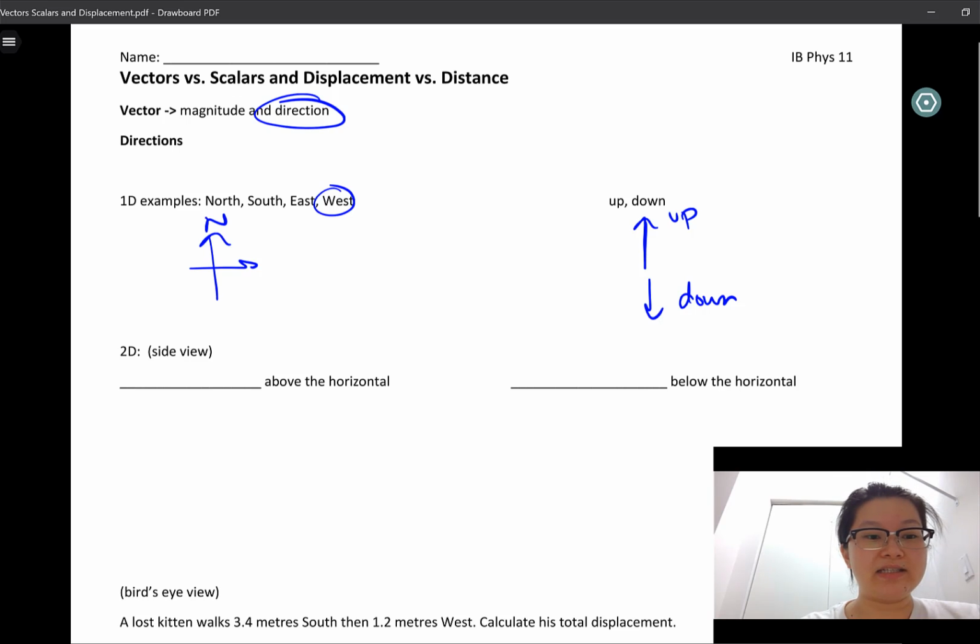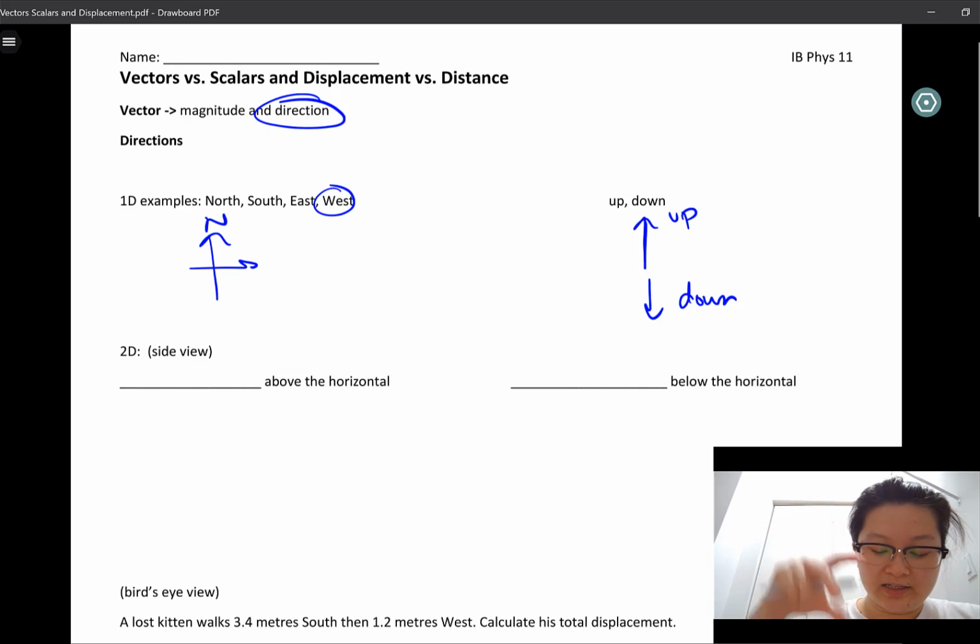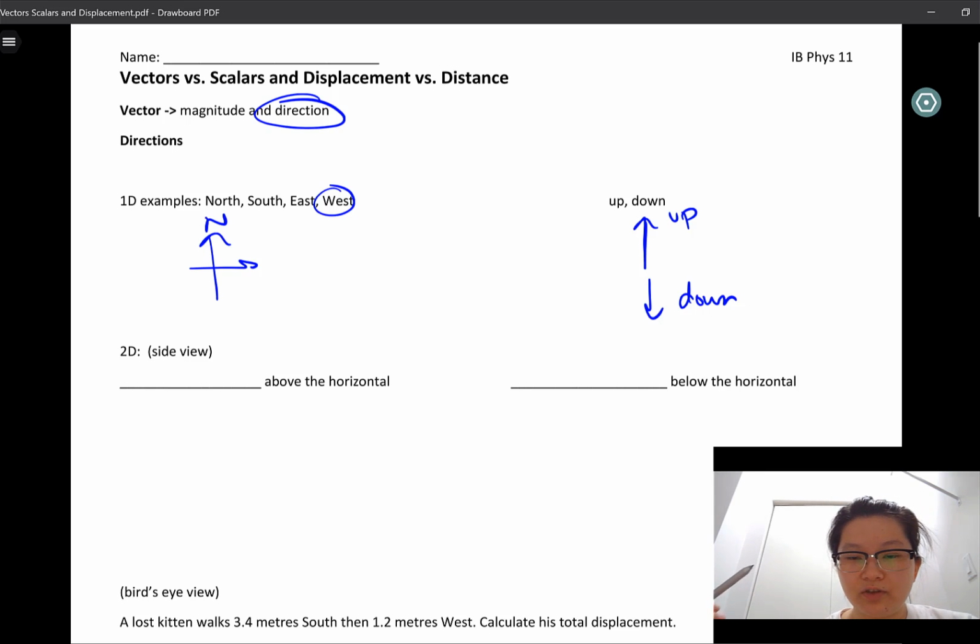Now the next one is a 2D example. We're going to be dealing with 2D in a couple of examples where we're looking down on something, or where something is moving in what we call projectile motion. Projectile motion looks like, I throw something at an angle and it follows some sort of parabola shape. That's something we will deal with in this unit.